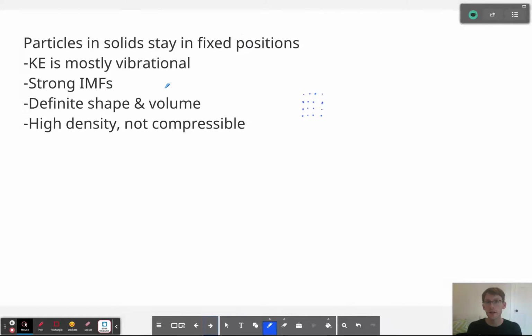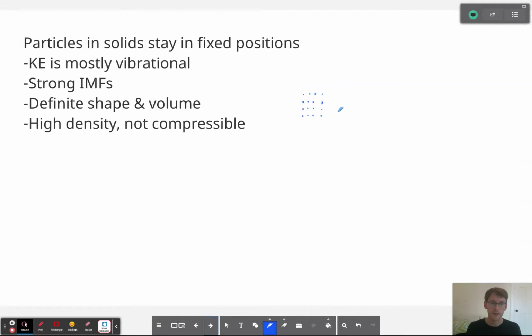So in solids, the intermolecular forces are really, really strong, which is why the particles don't flow past each other, which is why they're stuck in place. And because of all this, solids will have a definite shape and volume.